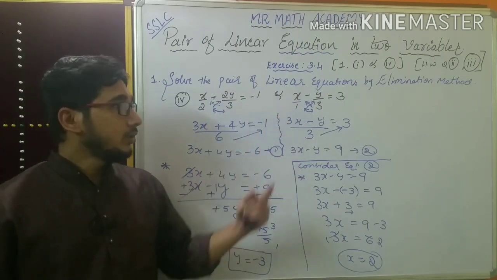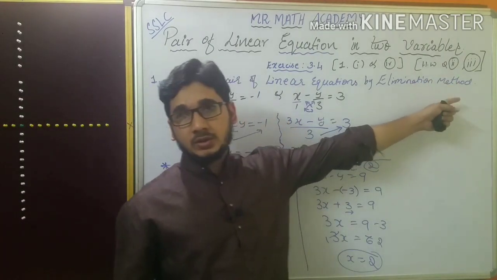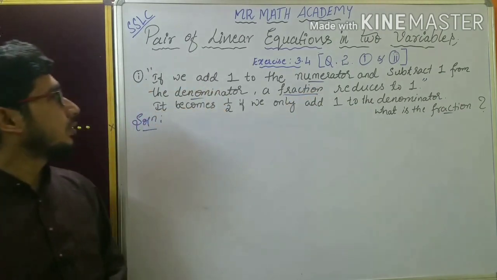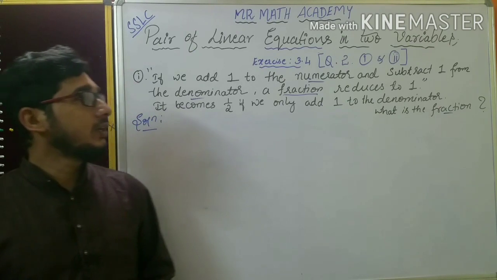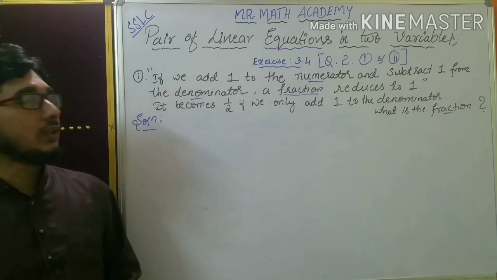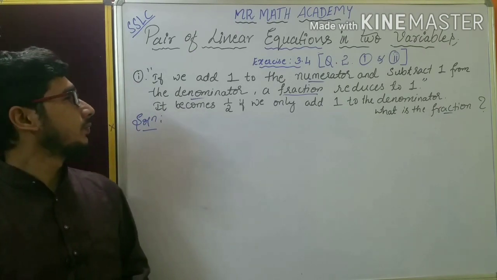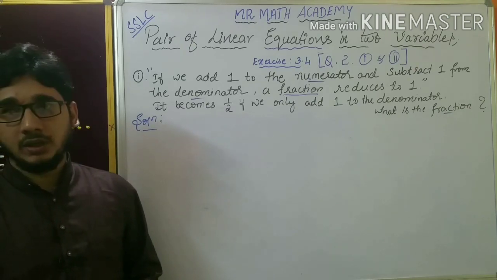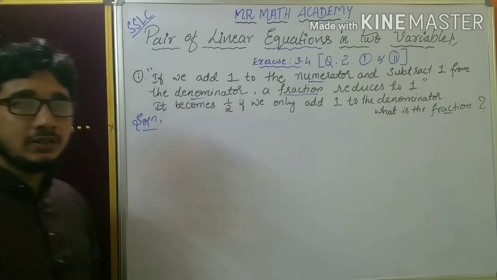So these two problems you have to do by yourself. In exercise 3.4, the first and second questions we will solve. So what is the first question? If we add 1 to the numerator and subtract 1 from the denominator, a fraction reduces to 1. It becomes half if we only add 1 to the denominator. Then what is the fraction? So they are asking what the fraction is.